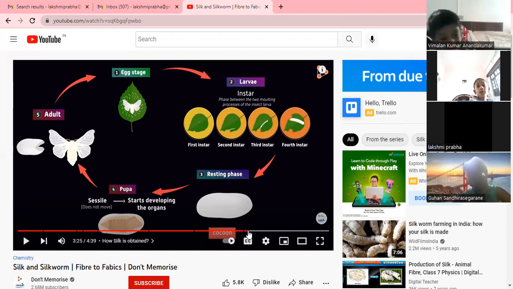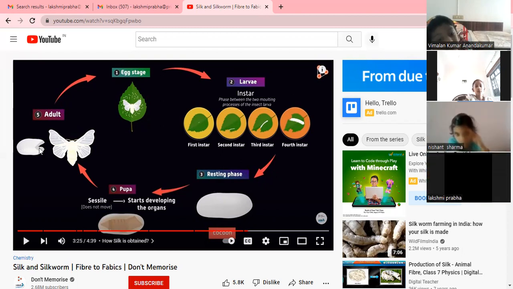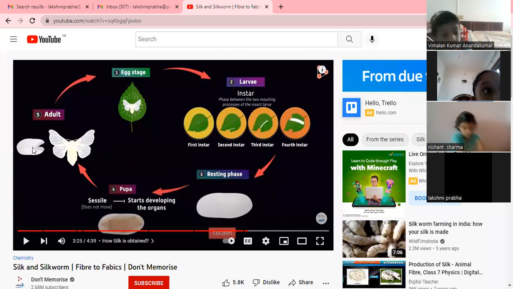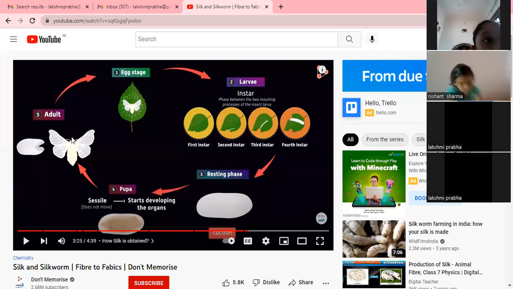What is next to the adult butterfly? This is what I have told, isn't it? The outer cover, that cocoon part, is where the thread-like structures are obtained from. This will become a thread, and from inside it will break open. See, this outside white part was there, isn't it? That is the cocoon part, the outside part. From inside, this cocoon breaks open and gives an adult moth.